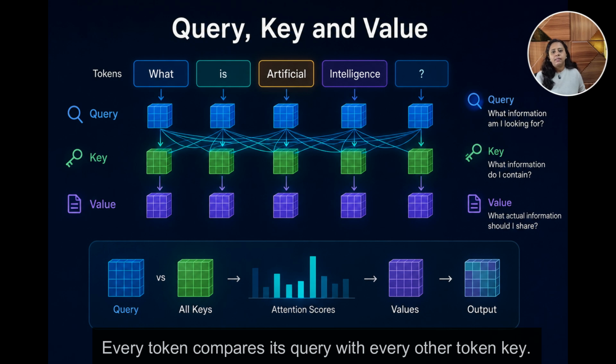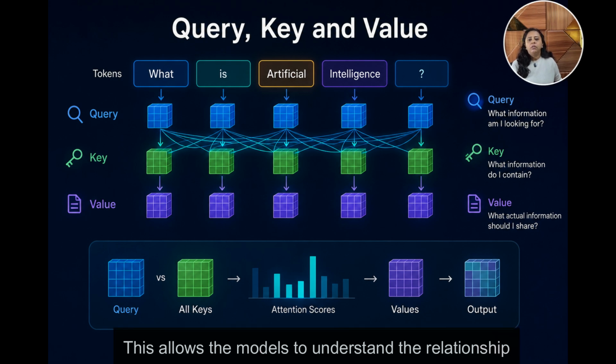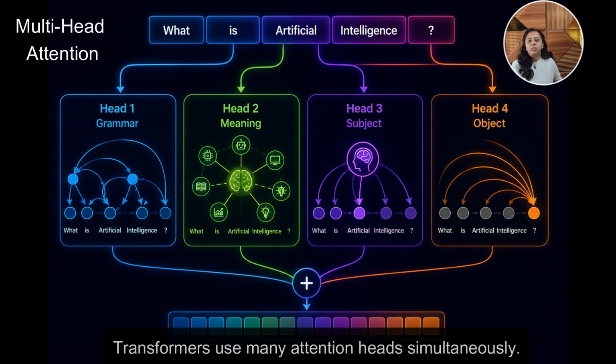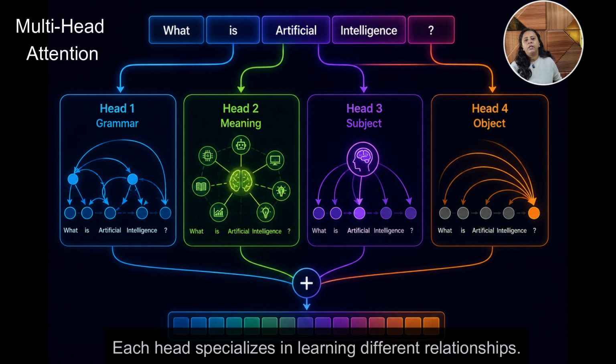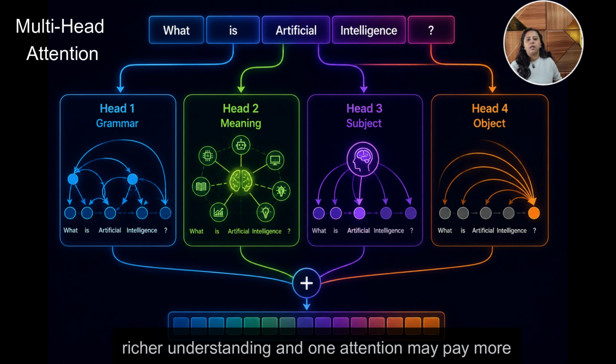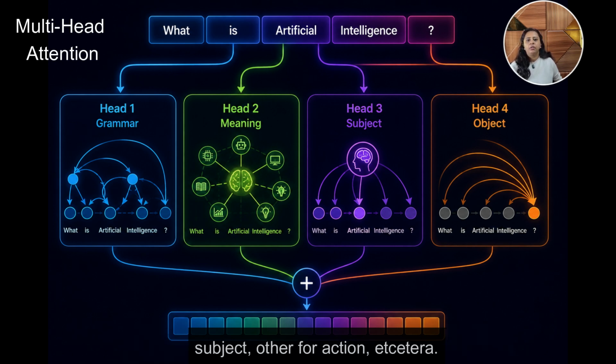Every token compares its query with every other token's key. The more relevant they are, the more attention it pays to the token's value. This allows the model to understand the relationship between the words. Instead of using one attention mechanism, transformers use many attention heads simultaneously. Each head specializes in learning different relationships. Finally, all their understanding is combined into one richer understanding. One head may pay more attention to grammar, another to meaning, another to subject, another to action, etc.